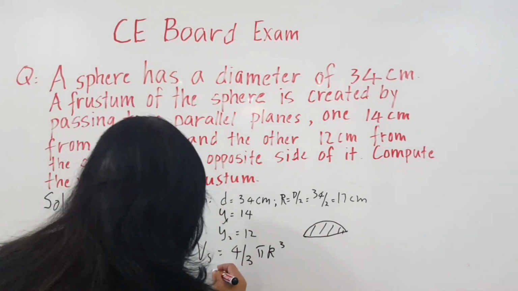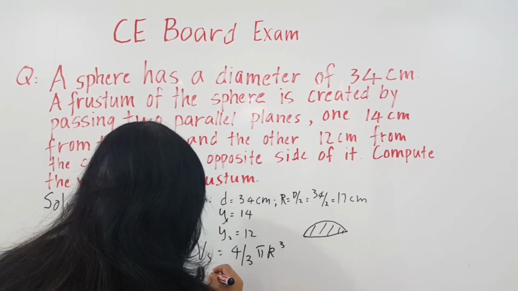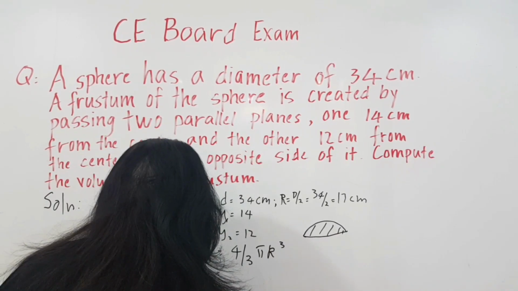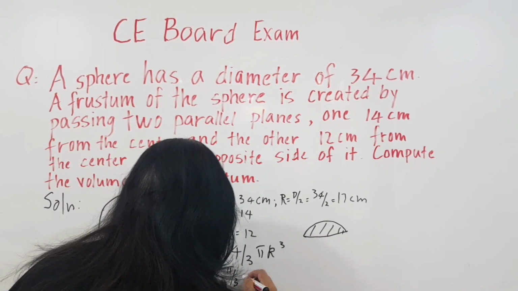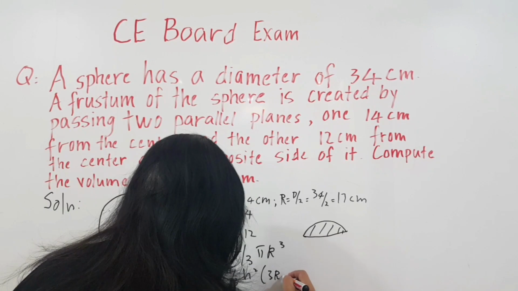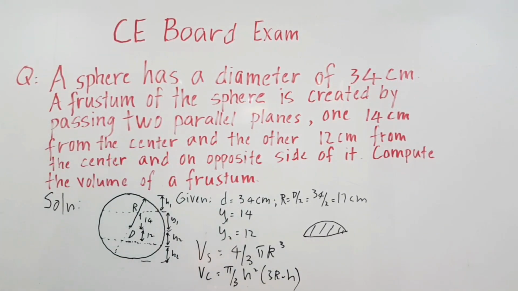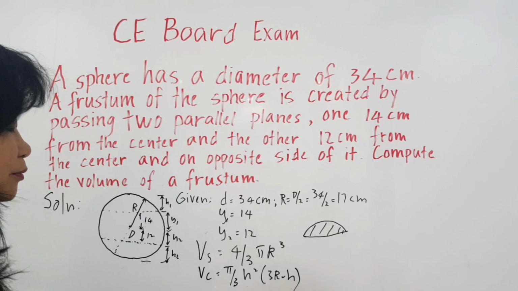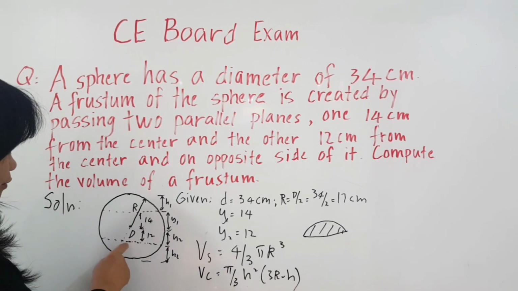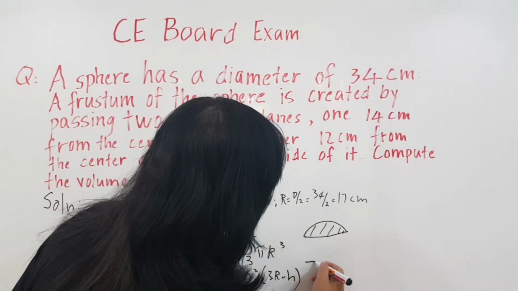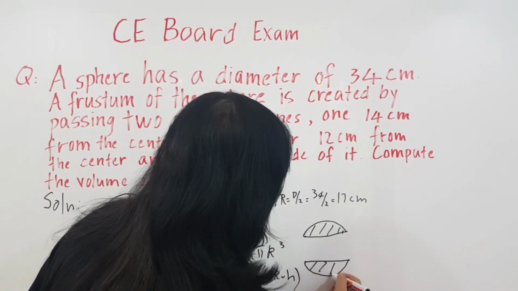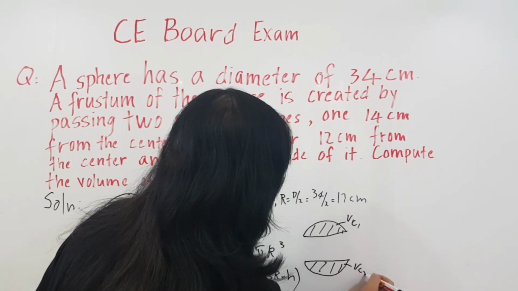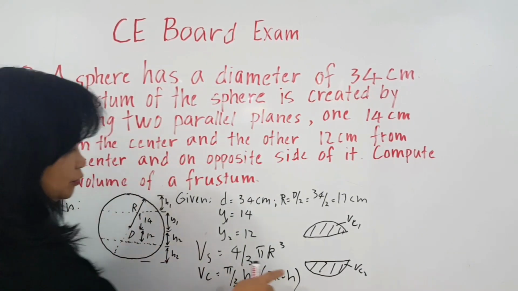Therefore, the formula for this one, spherical cup 1, or the cup as a whole, is equal to pi over 3 h squared times 3r minus h. This is the formula for the volume of a spherical cup. Now, since we have two spherical cups here, one here and one here, see, there's another spherical cup down. So we will designate this as VC1, and this is VC2.